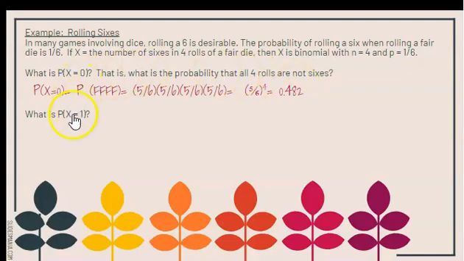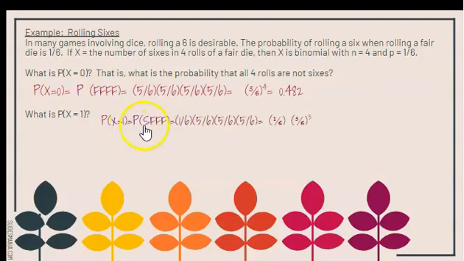But what's the probability that X equals 1? I get 1 six out of my 4 rolls. Well, that's a little more complicated because, let's say I get the success on the first roll. So it's 1 out of 6 times 5 out of 6 times 5 out of 6 times 5 out of 6, and it looks like this.